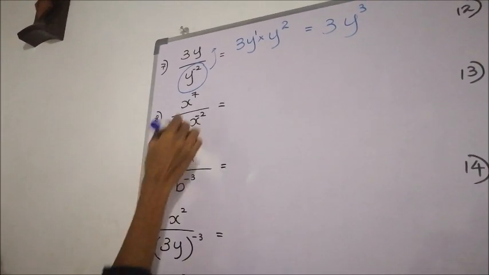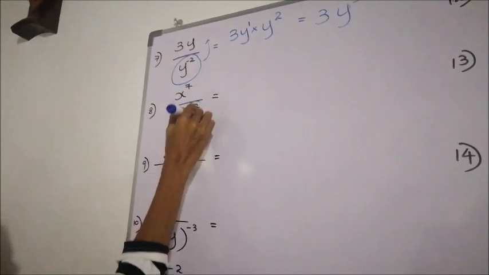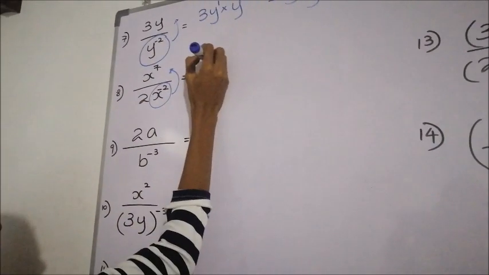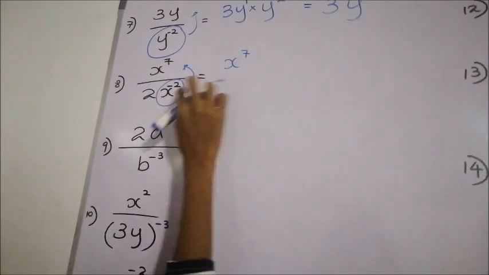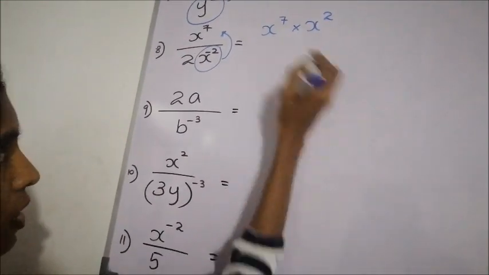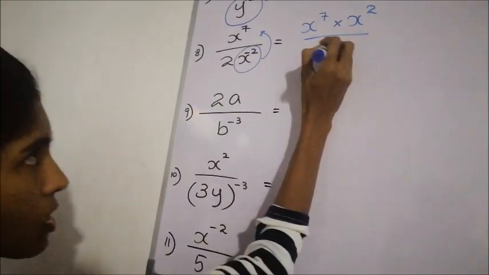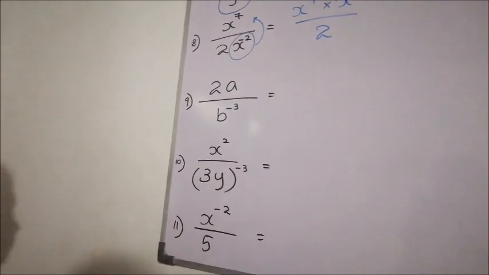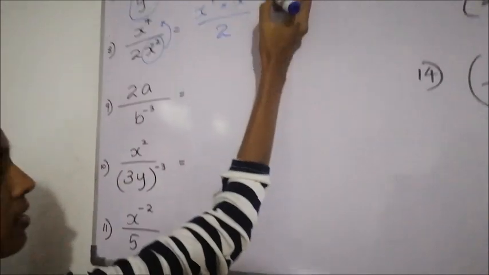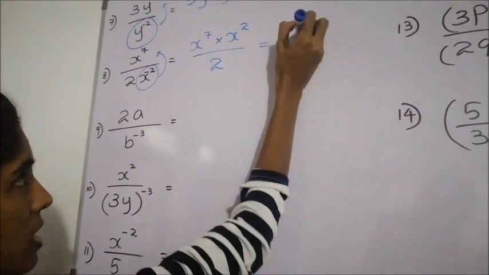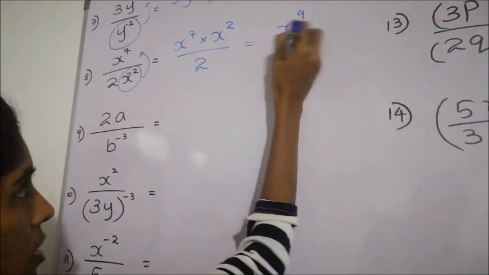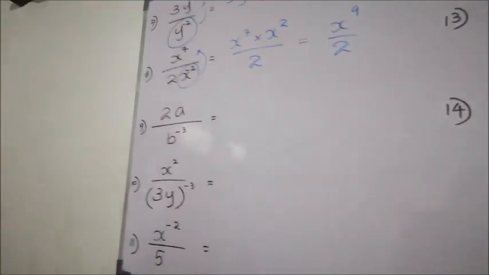Next one. Firstly identify the negative index. This one should be taken up. So we will write x to the power 7 and this has come up, x to the power 2, and down what is there? Just 2 is remaining down. Now we can simplify these two. That means we can add the indices there because these two have the same base. x to the power 9 over 2.